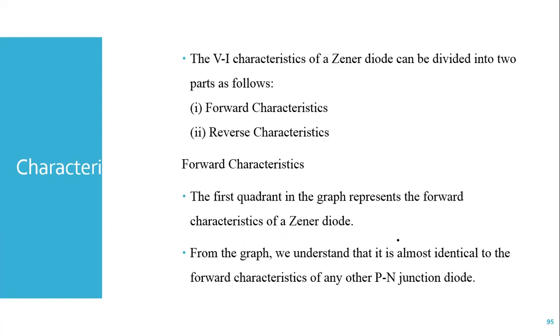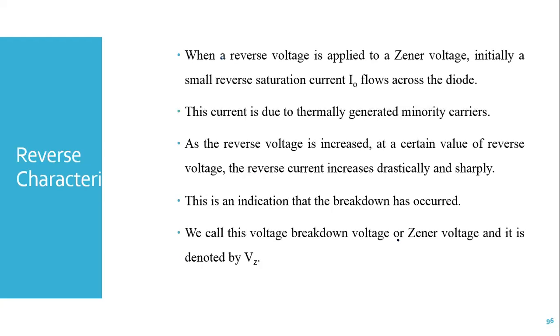So I'm just talking about reverse bias characteristic because forward is already discussed in PN junction diode. When reverse voltage is applied to Zener diode, initially a small reverse saturation current flows across the diode. This current is due to thermally generated minority carriers. As reverse voltage is increased, at a certain value of reverse voltage the reverse current increases drastically and sharply. This is an indication that breakdown has occurred.